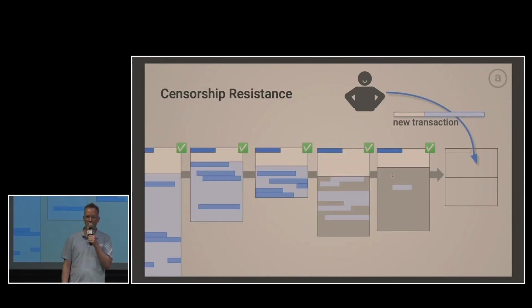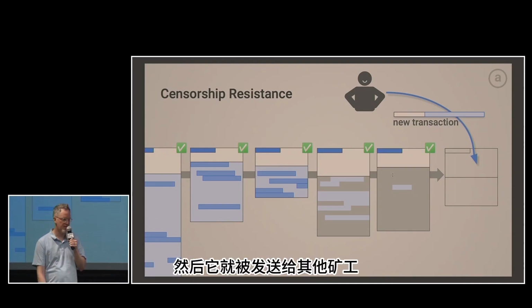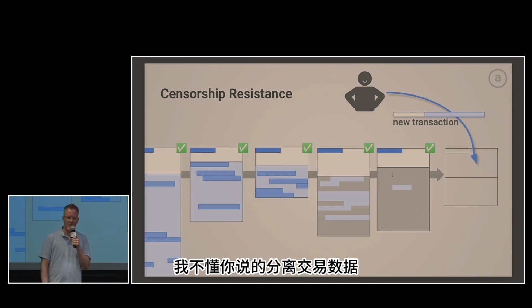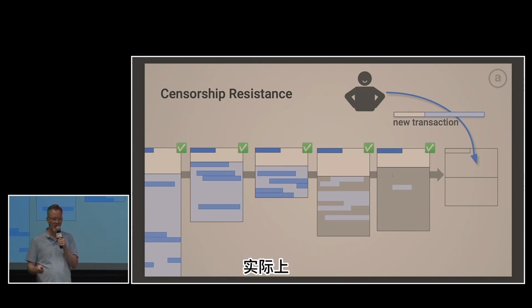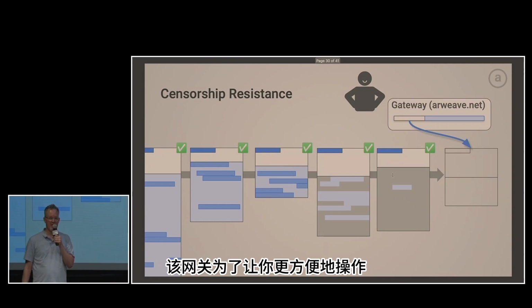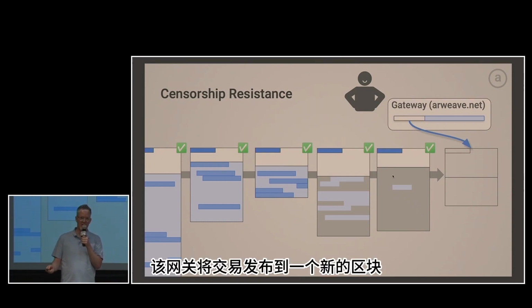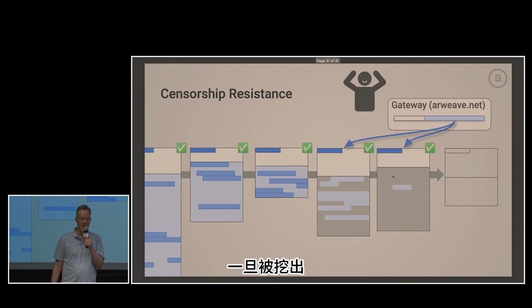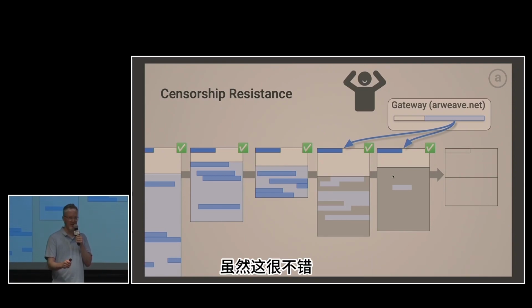So you might say, well, DMac, I've used Arweave before. I just post the transaction and it goes. I don't know what you're talking about separating the transaction data and stuff like that. Well, the reality is you probably posted your transaction to a gateway like arweave.net. And under the covers, as a convenience for you, it did this for you. It posted the transaction to a new block, and once it was mined, it sent the data along to all the miners in the network, which is great.